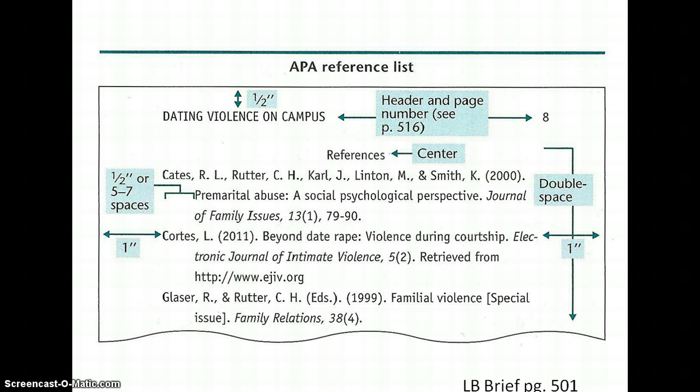APA reference list: Dating violence on campus. Header: that is your header and page number. The header is a running head at the top of your page. Your page number goes half an inch from the top and one inch from the right margin. The running header goes half an inch from the top and one inch from the left margin. References is centered and double-spaced, and you begin your list in alphabetical order, starting at the left margin.